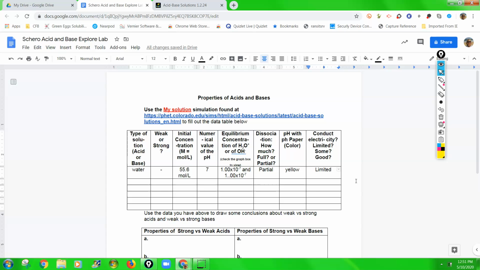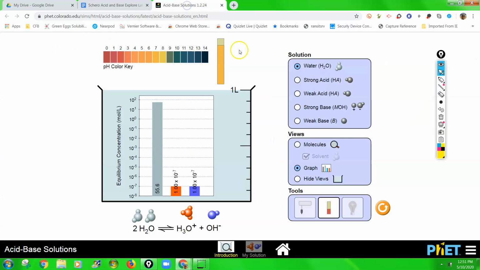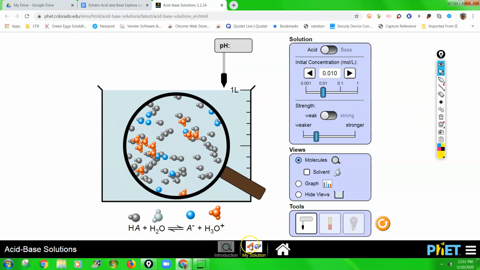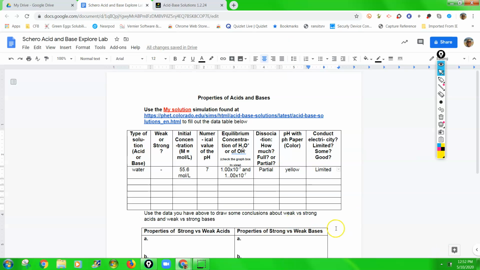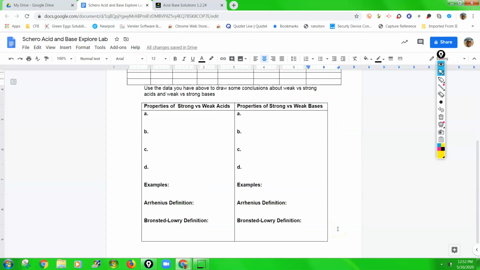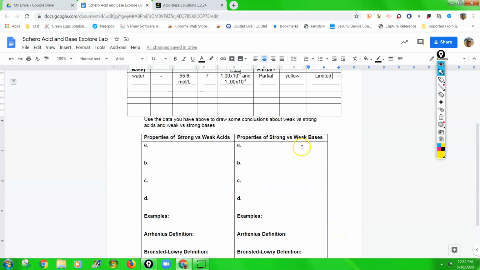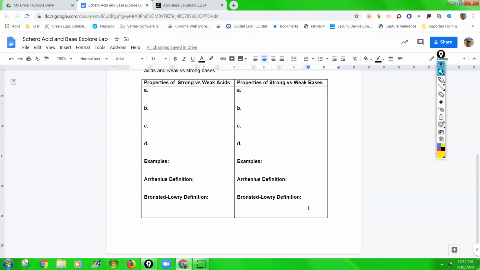Your job is to do at least 5 more of these to change the solution, change weak or strong, say acid or base. Tell what your initial concentrations are, and this is where you will switch over to your solution and make the changes and practice with it just a little bit. Once you get done, then you are going to summarize what you find out. So keeping in mind what you have just learned from up here, what are some common things about strong versus weak acids and strong versus weak bases? So you're going to do some comparison and some differences.